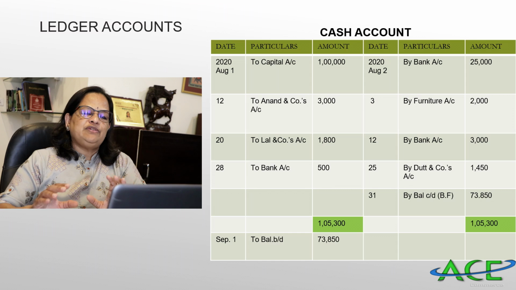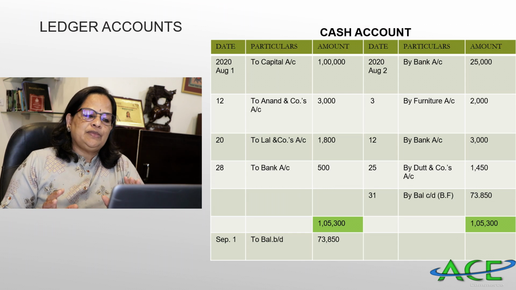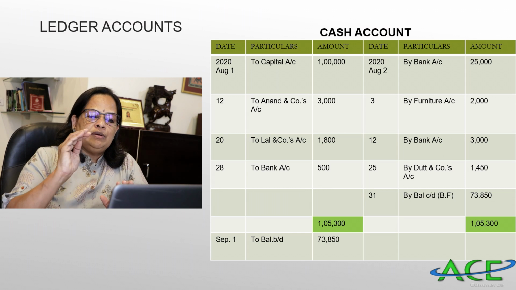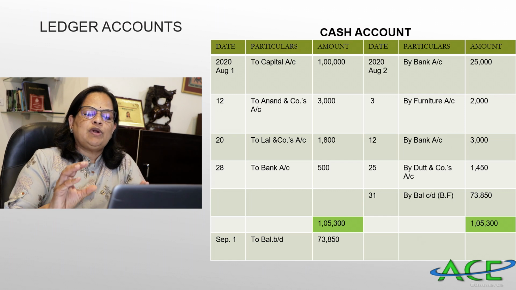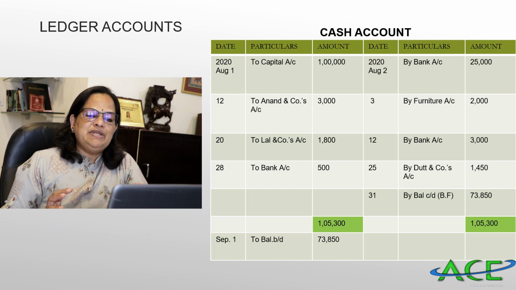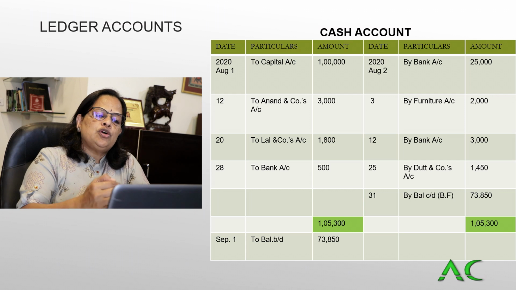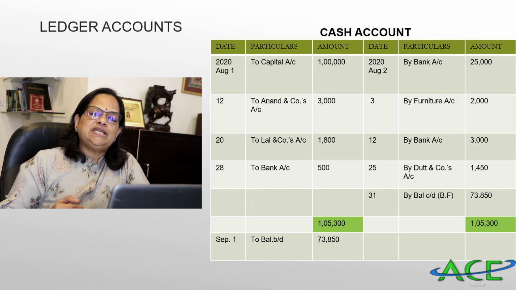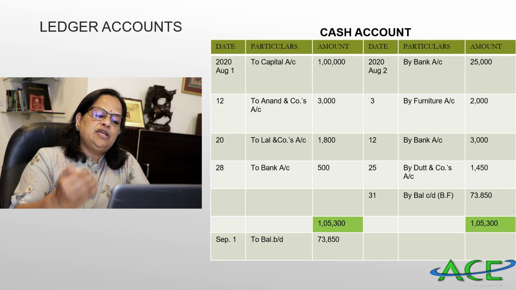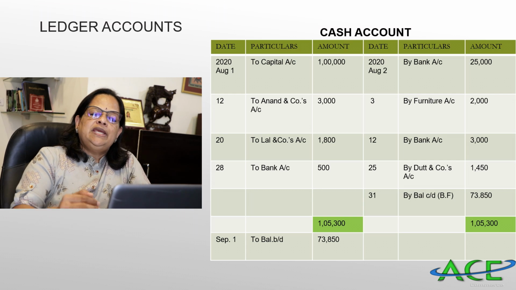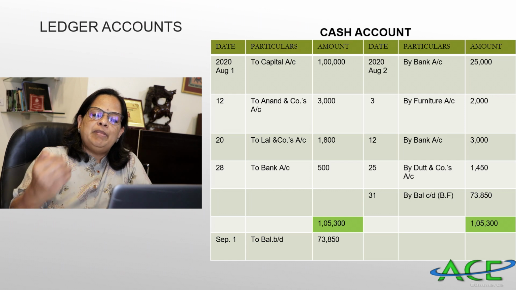So here, first, if you take the cash account. To capital account 1 lakh. So he started business with 1 lakh capital, so that is coming on the debit side. Other transactions: August 12th, to Anand and Company's account 3,000, to Lal and Company's account 1,800, to bank account 500. On the credit side, August 2nd, by bank.